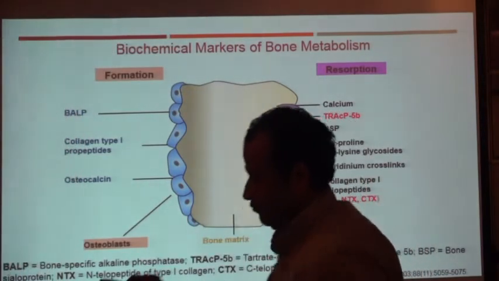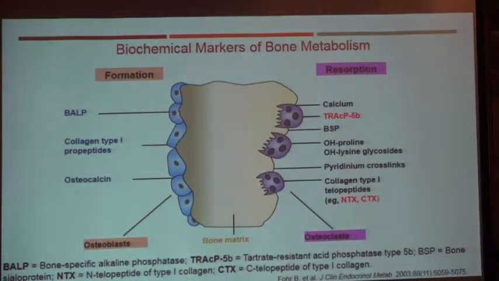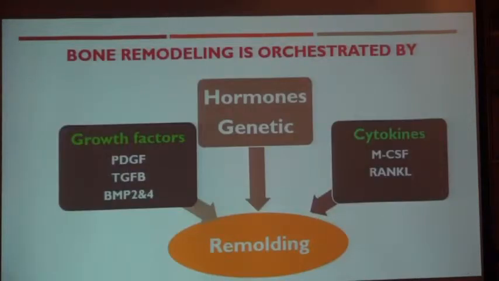These are the biomarkers of bone. It is either bone formation marker released by the osteoblast or bone resorption marker released by the osteoclast. Bone remodeling is orchestrated by many systemic and local factors. The most important systemic factors are hormones like growth hormone, thyroid, parathyroid, and sex hormones. Nutritional and genetic factors also play an important role.